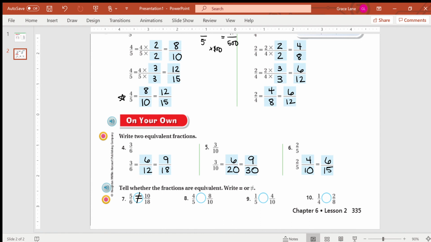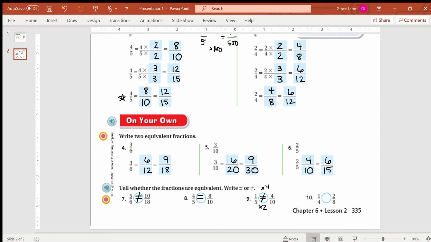Since they're not multiplying by the same factor, theirs are not equal to each other. Number 8, 4 times 2 is 8, and then on the denominator, 5 times 2 is 10. So since they're multiplied by the same factor, these are equal. Number 9, 1 times 4 would give me 4 in the numerator. But if you did 5 times 4, it would not give me 10. On the bottom, they're doing times 2. Since they did times 4 on the top, these are not equal because they're not the same factor.